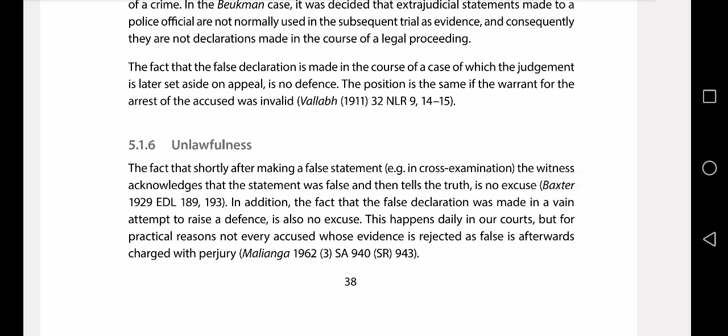The fact that a false declaration is made in the course of a case of which the judgment is later set aside on appeal is no defense. The position is the same if the warrant for the arrest of the accused was invalid.